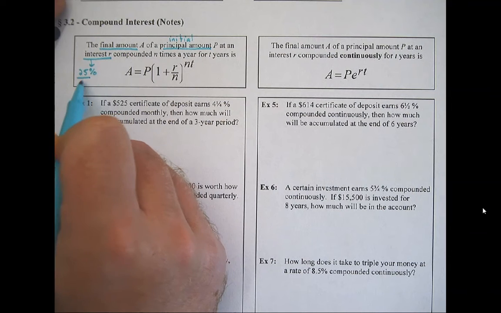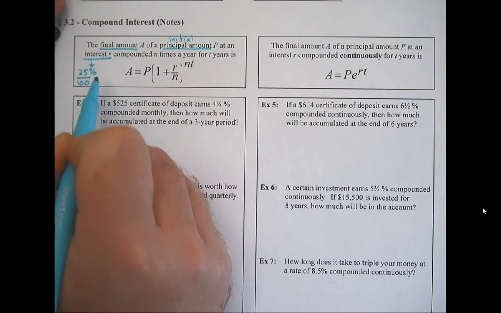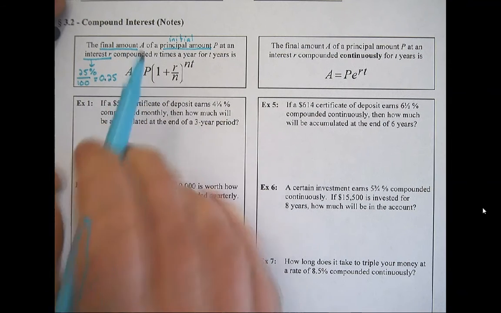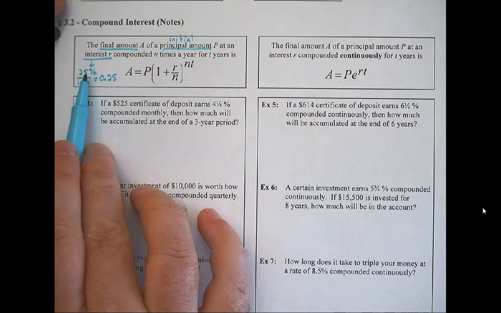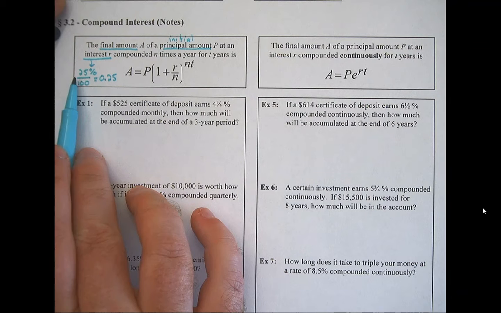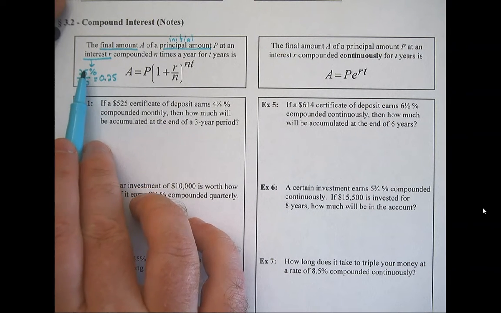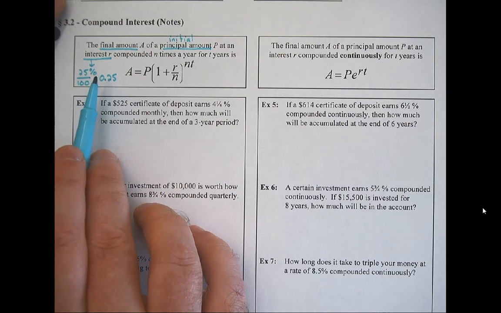25% really means 25 out of 100, and 25 divided by 100 is 0.25. So this is a reminder that you must turn all your percentages into decimals. You can do it the short way if you remember to move it over 2 times, or you can take whatever the percent is and divide it by 100. That would also give you that value.